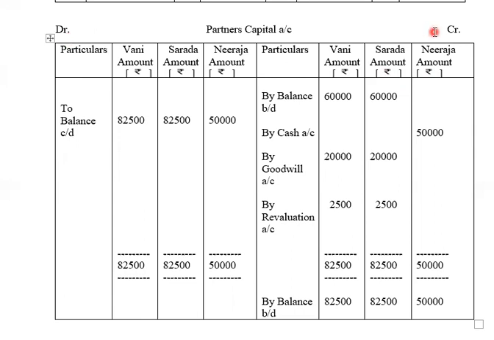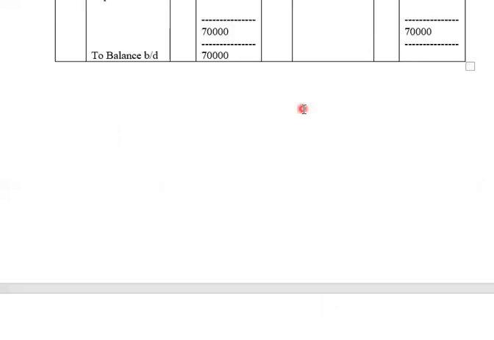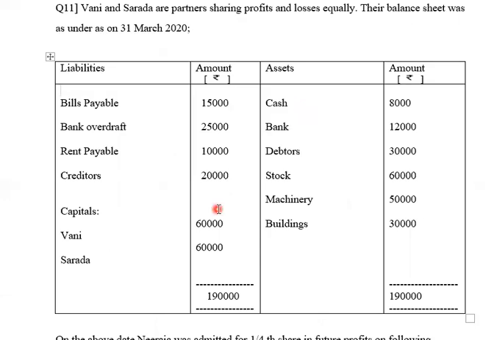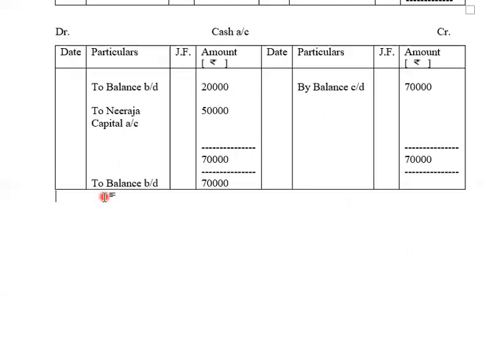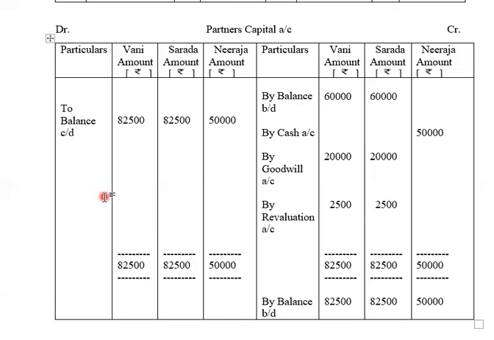Towards extreme right, we'll be writing CR credit, and the name of the account is partners capital account. How do we start this? First, we'll be writing it as by balance brought down. As it is a liability, all liabilities have credit balance. So Vani's amount is 60,000 and Sarada's amount is 60,000. These two will be recorded as by balance brought down 60,000, 60,000.